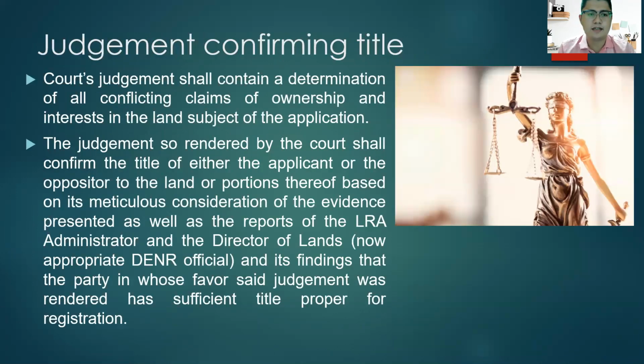Judgment confirming title. The court's judgment shall contain a determination of all conflicting claims of ownership and interest in the land subject of the application. The judgment so rendered by the court shall confirm the title of either the applicant or the oppositor to the land or portions thereof, based on meticulous consideration of the evidence presented as well as the reports of the LRA administrator and the director of lands, now the appropriate DENR official, and its findings that the party in whose favor said judgment was rendered has sufficient title for registration.